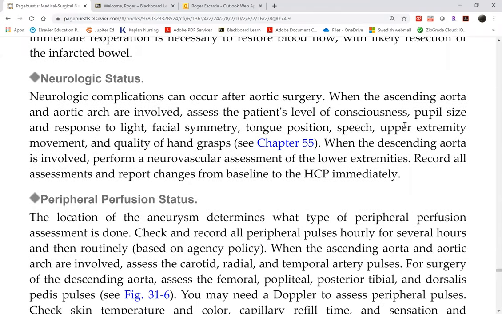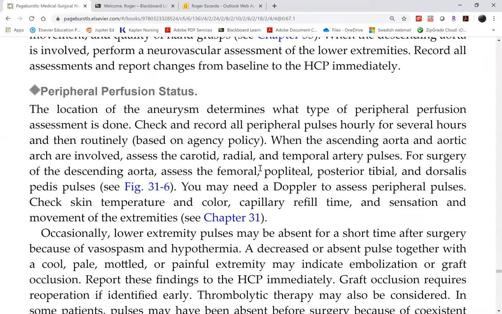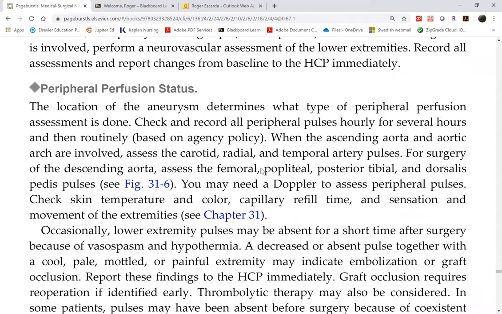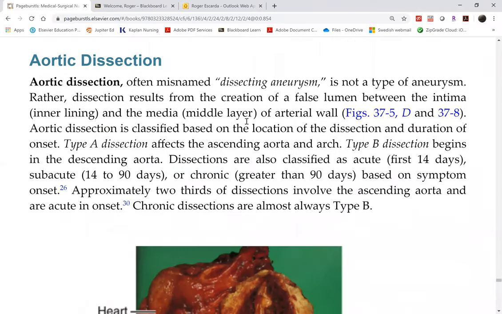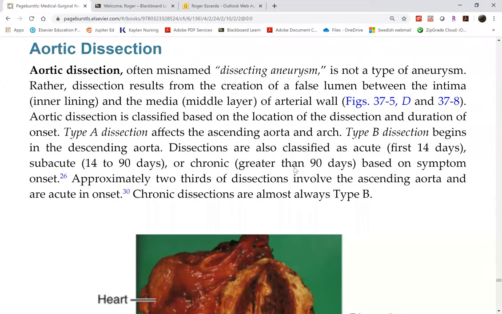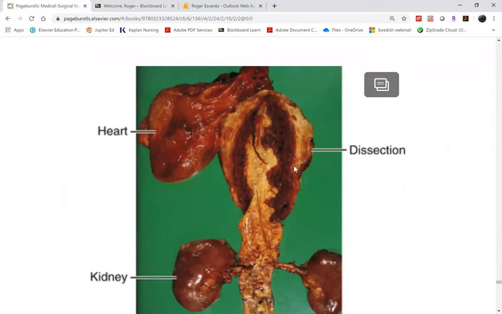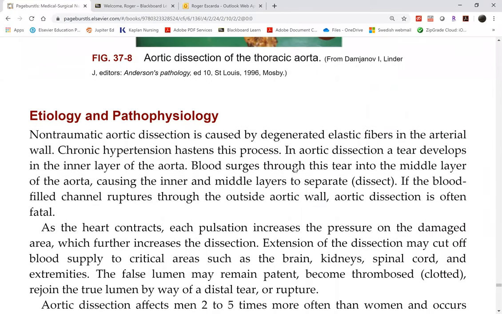Strokes are common for these types of surgeries, so you monitor them for that complication. And of course, peripheral perfusion. And that's it. Dissection, it's similar, so I'll just go through this. The only difference there is the symptoms. So in aortic dissection, look at the symptoms here.